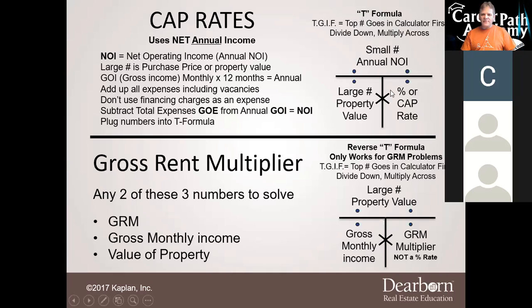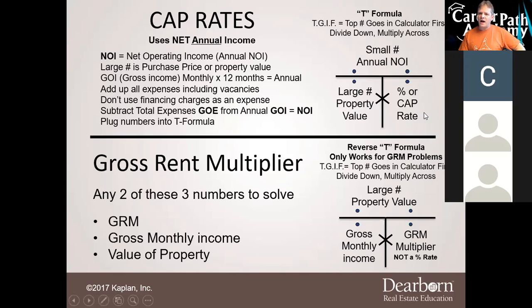And then I want you to draw this T formula. You draw the T, with these symbols. What's this symbol right here? The line with the two dots. That's the division symbol. And then the X is multiplication, right? So you're going to divide down or multiply across. You could put your finger over any one of those items, okay?